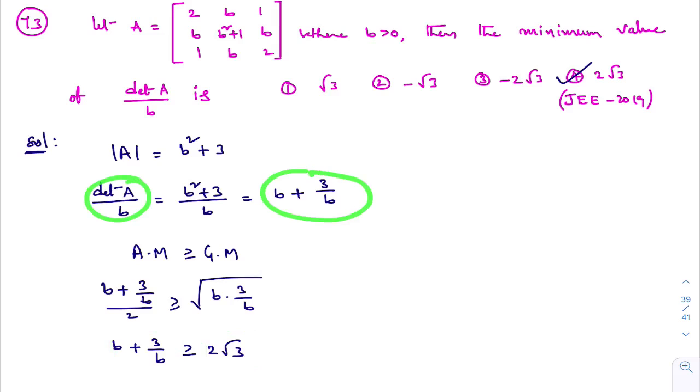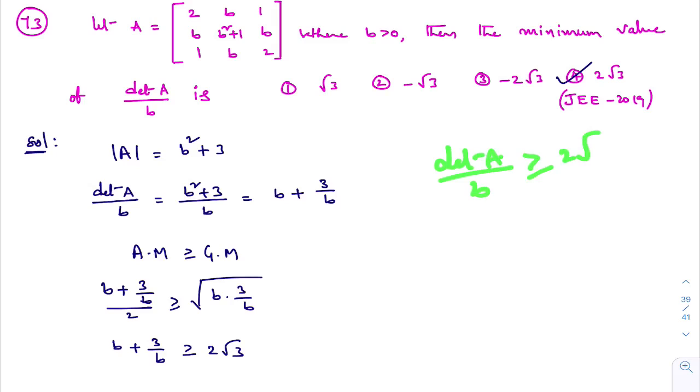Here I try to understand what is this. This is nothing but det A by B. What I got here, I got det A divided by B is greater than or equal to 2 root 3. It tells you that its minimum value is 2 root 3. So what is the right option? Fourth option, right? Now we'll see next question.